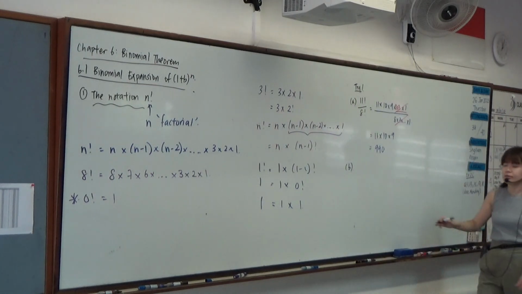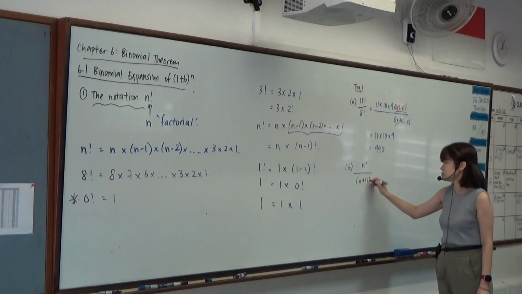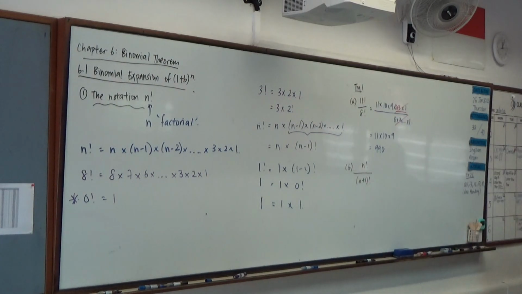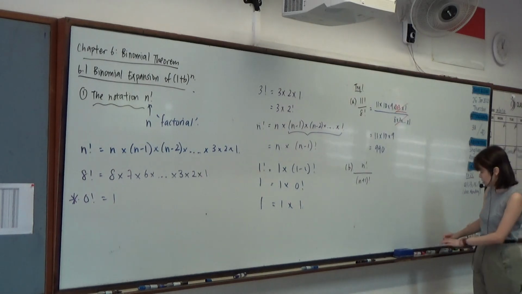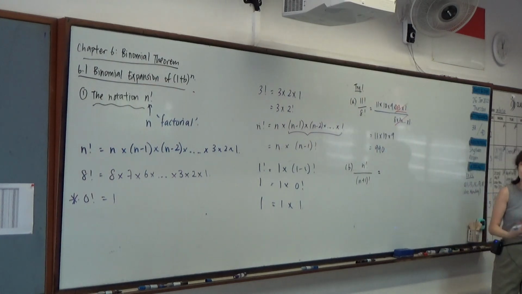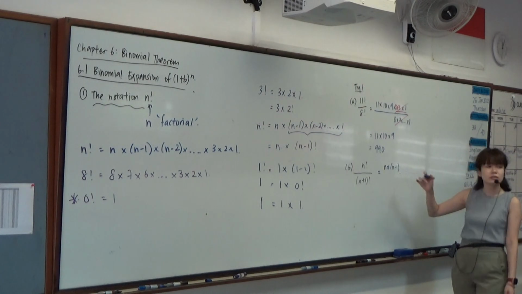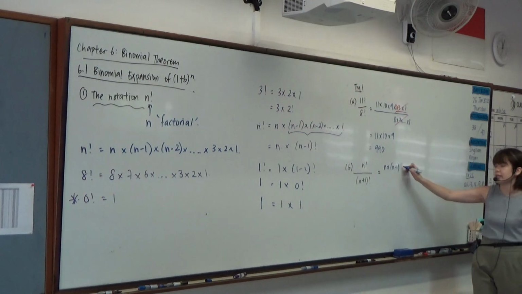Now, part B. What if I have n factorial over n plus 1 factorial? So go by definition again. n factorial is n times n minus 1, and so on, by integer values.